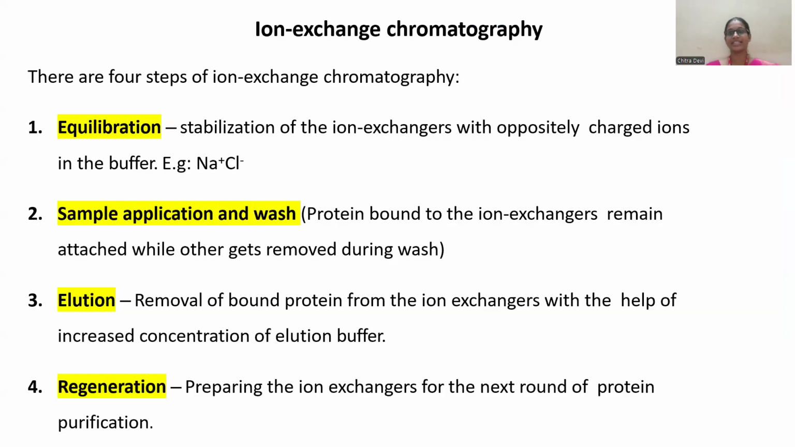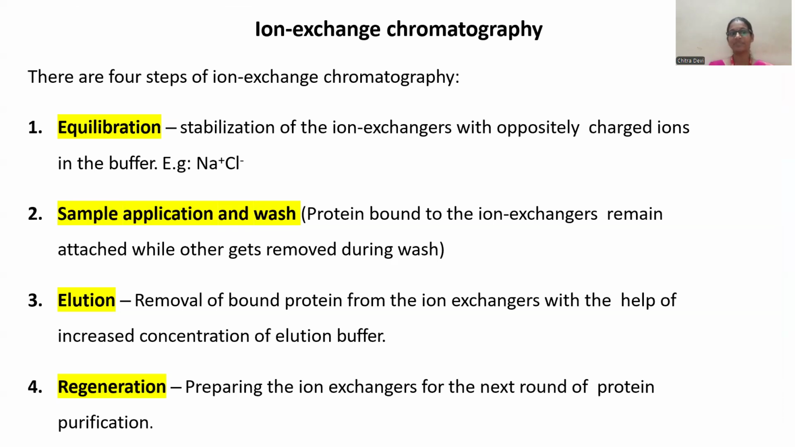Okay. So the next steps: majorly four steps will be there. One is equilibration, then sample application, elution, and regeneration. These things I have already shown in the diagrammatic representation. So in equilibration, the ion exchanger resin will be equilibrated with a buffer which will contain Na+ and Cl- ions. This is the first step.